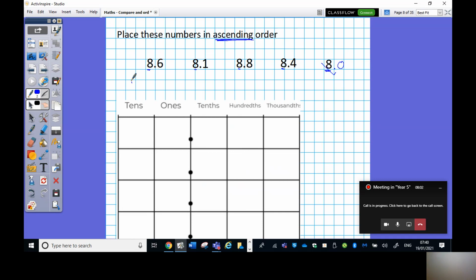Good, 0. I don't have to write the decimal. I can if I want to. And the next one, shout it out. Good, 8.1, tick that off. Next. Good, 8.4, tick that off. Next one. 8.6, excellent. And the final one, good, 8.8. Well done, Year 5.